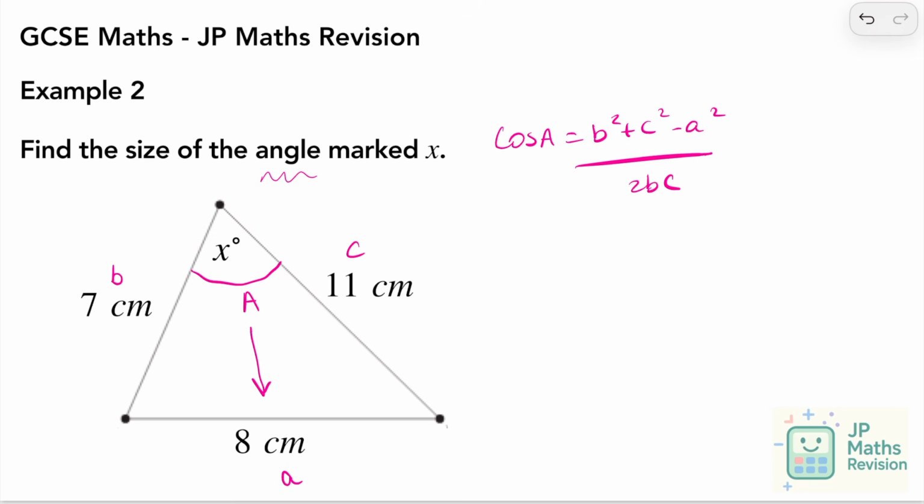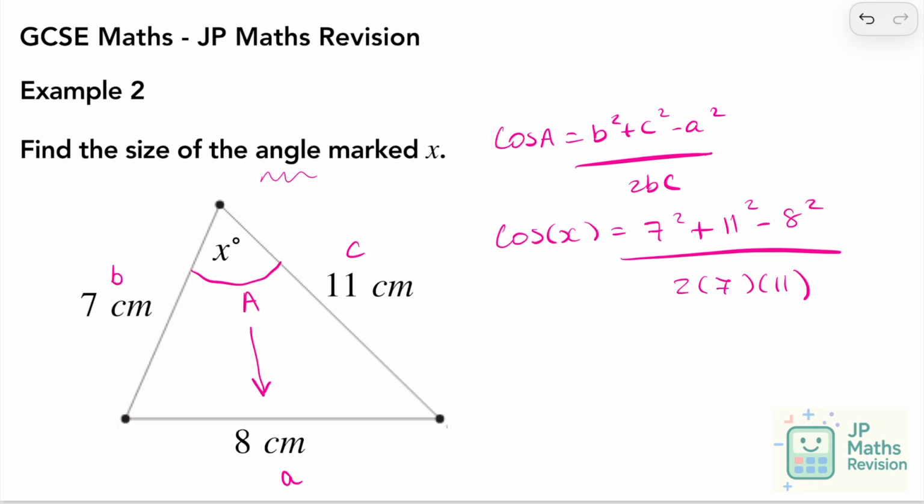So if I substitute what I have in, I have cos of x equals b squared, so 7 squared, plus c squared, which is 11 squared, minus a squared, which is 8 squared, all over 2 times 7 times 11. So if I want to work out what x is, I need to do the inverse of cos. The inverse of cos is cos to the minus 1, so I need to do cos to the minus 1 of whatever my answer is. Typing that all into my calculator, I end up with 46.5 degrees. So the answer to this question is 46.5 degrees.